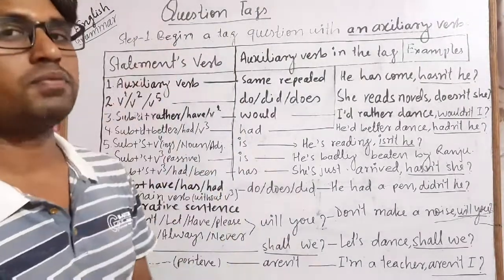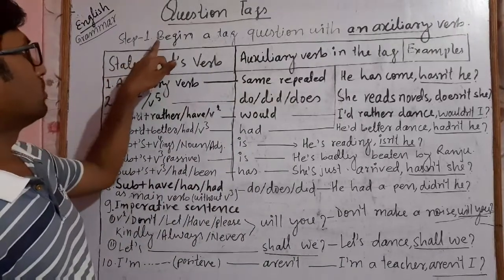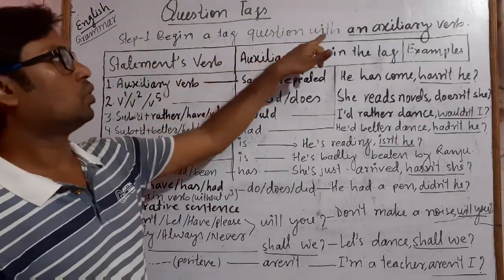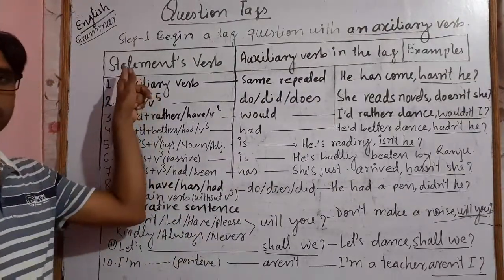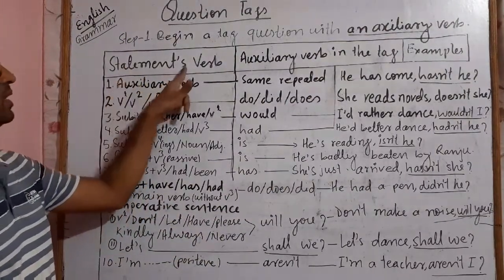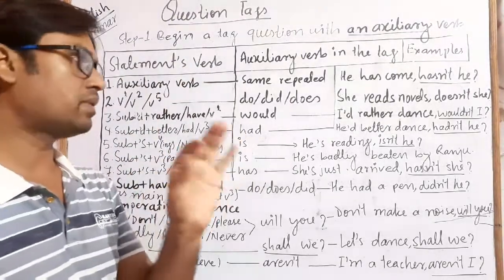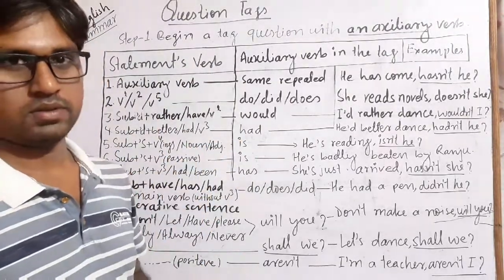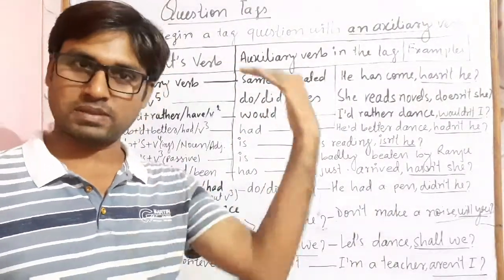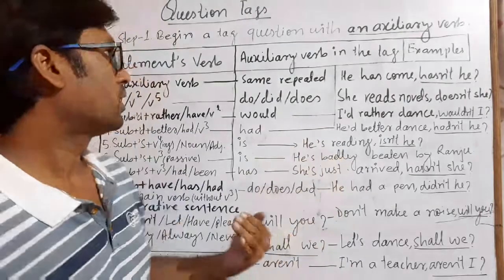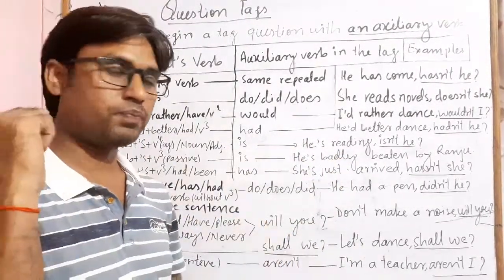In the first step, we are going to talk about beginning a tag question with an auxiliary verb. You can see over here in the table the statement's verb, that verb which is given in the statement. For the statements we have already talked in the previous video, and those who have not seen it have to see the previous video.